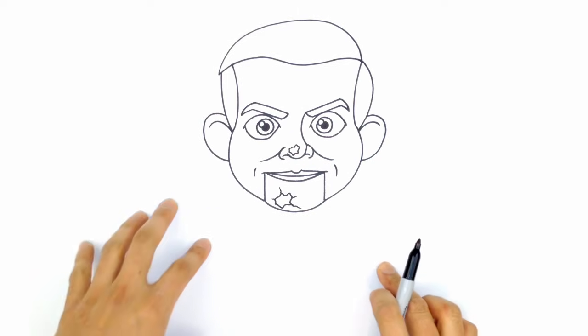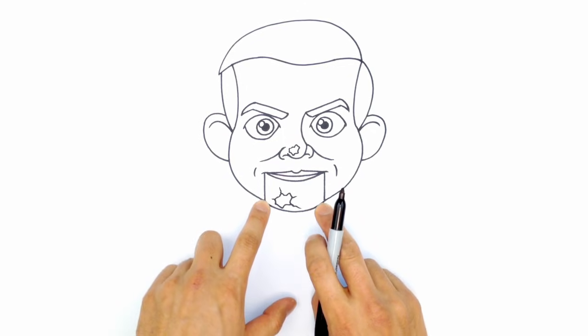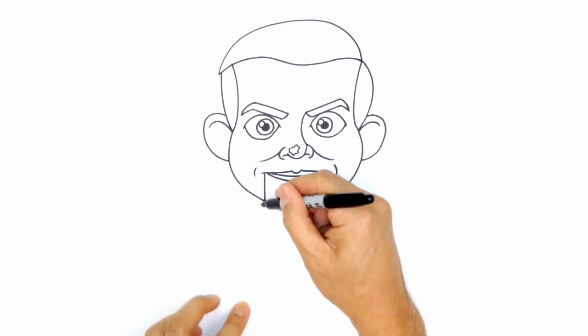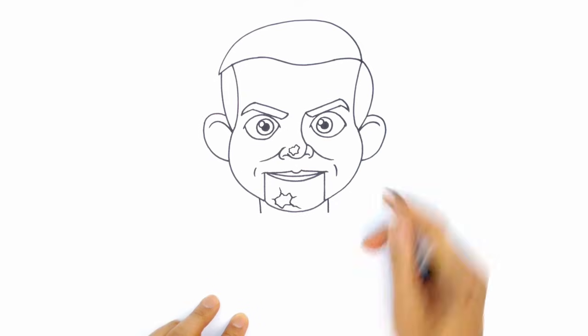Okay, so we got the head. Let's get into the neck and the body. So here, he's got a pretty narrow neck, and it's just slightly wider than the lines on the mouth. So just on the outside here, I'm going to draw a straight line coming down, and on the right, I'll do the same thing.